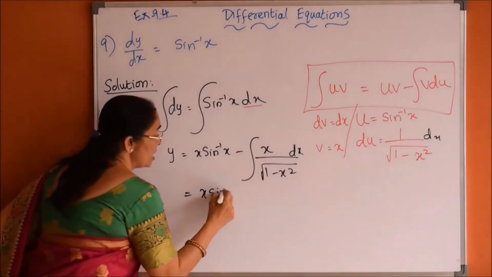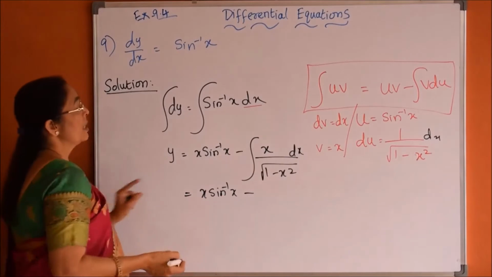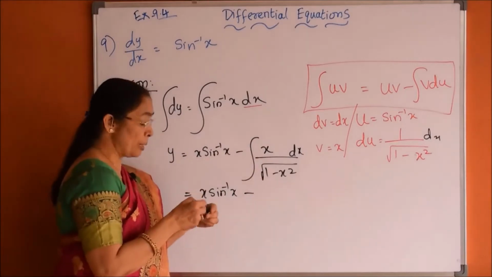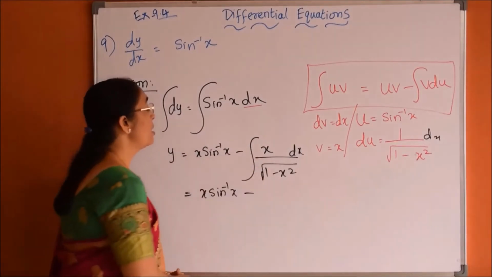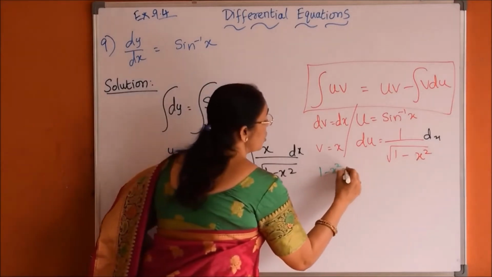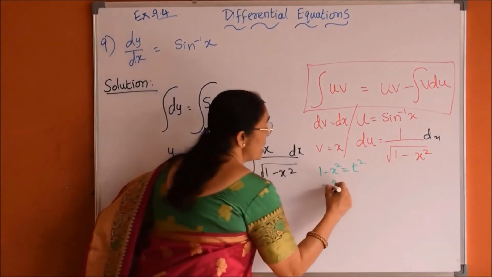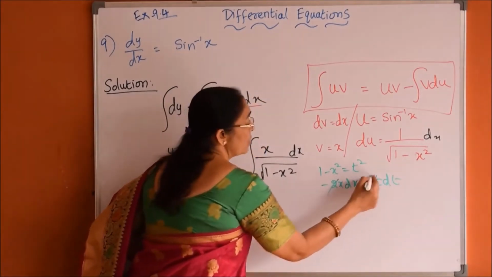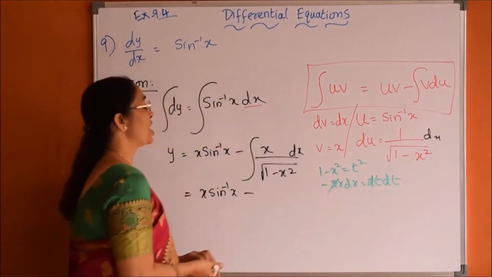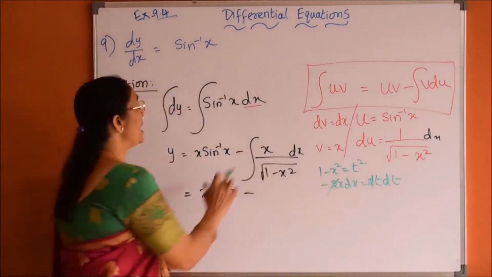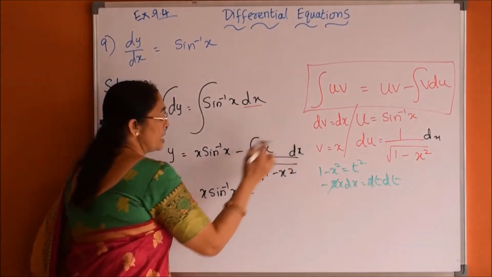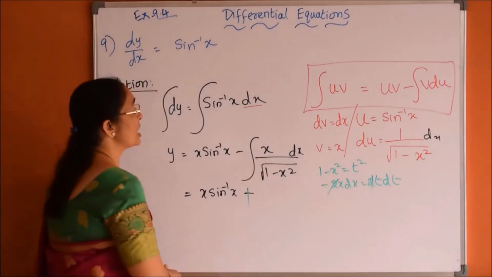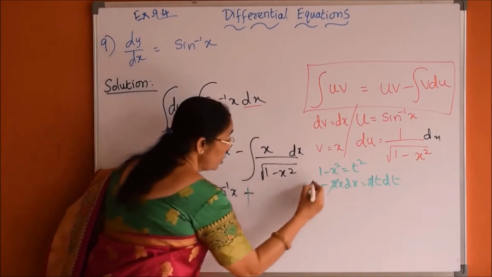So, this is x sin inverse of x minus, and the integration can be done by the method of substitution. What substitution will we make here? 1 minus x square we can assume as t square. So, we will get minus 2x dx is equal to 2t dt, or x dx is equal to minus t dt, or minus x dx is t dt. We can take this minus sign inside, so I can make the outside positive. So, we can replace x dx as t dt.